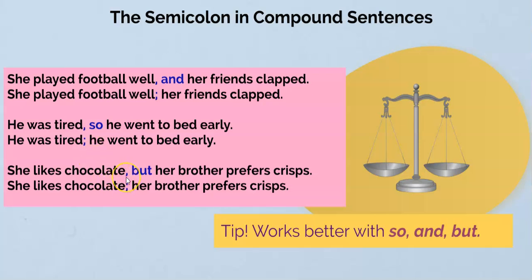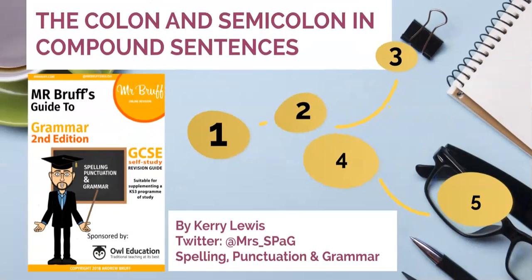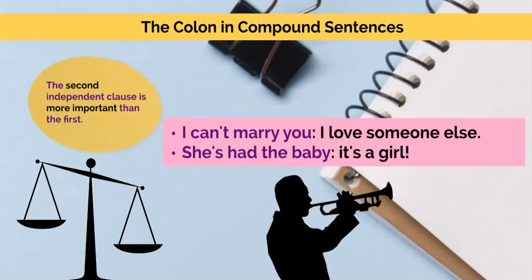She likes chocolate, but her brother prefers crisps. Ditch the comma, ditch but, and replace with a semicolon. Quick tip for you, this works better with so and but. So that's a semicolon with a compound sentence. Now let's look at the colon with the compound sentence.